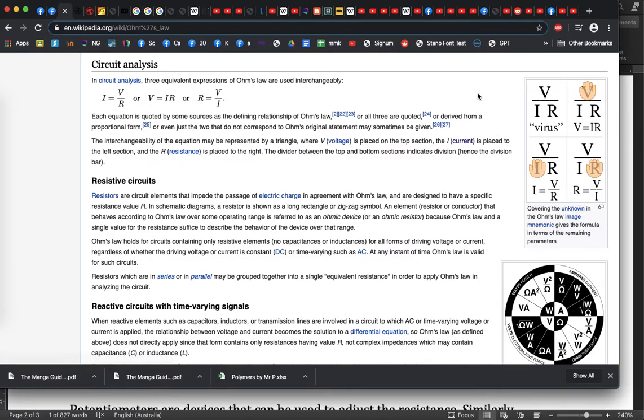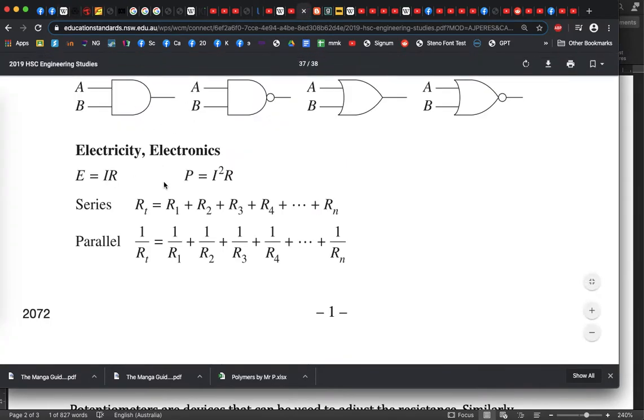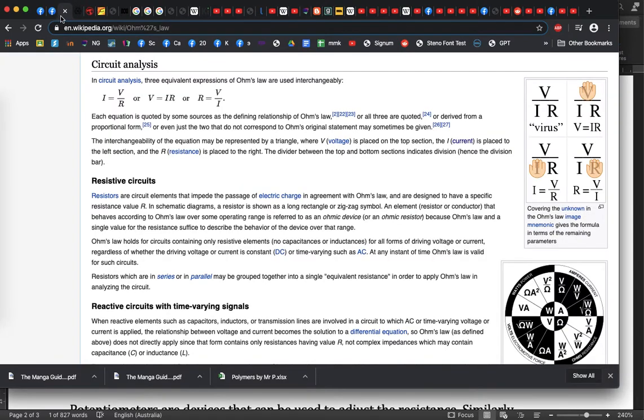Rather than remember I equals V over R, most people remember it as V equals IR. Or, if you're in the HSC, confusingly, E equals IR. Something I didn't see until I became a teacher, and I thought, that's genius, I'm going to use that all the time, is you can remember it as a triangle. If you cover up the letter V, voltage is equal to I times R.